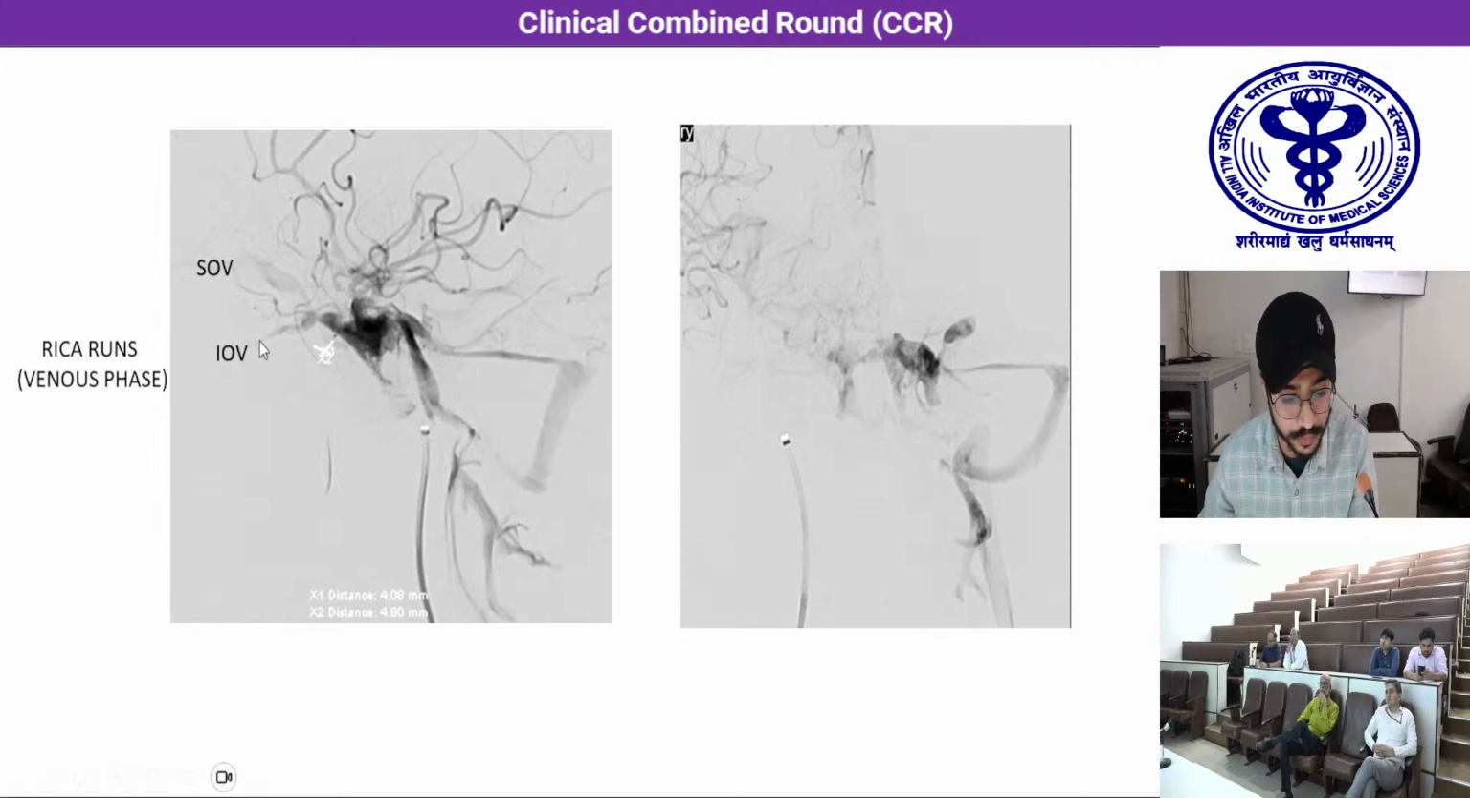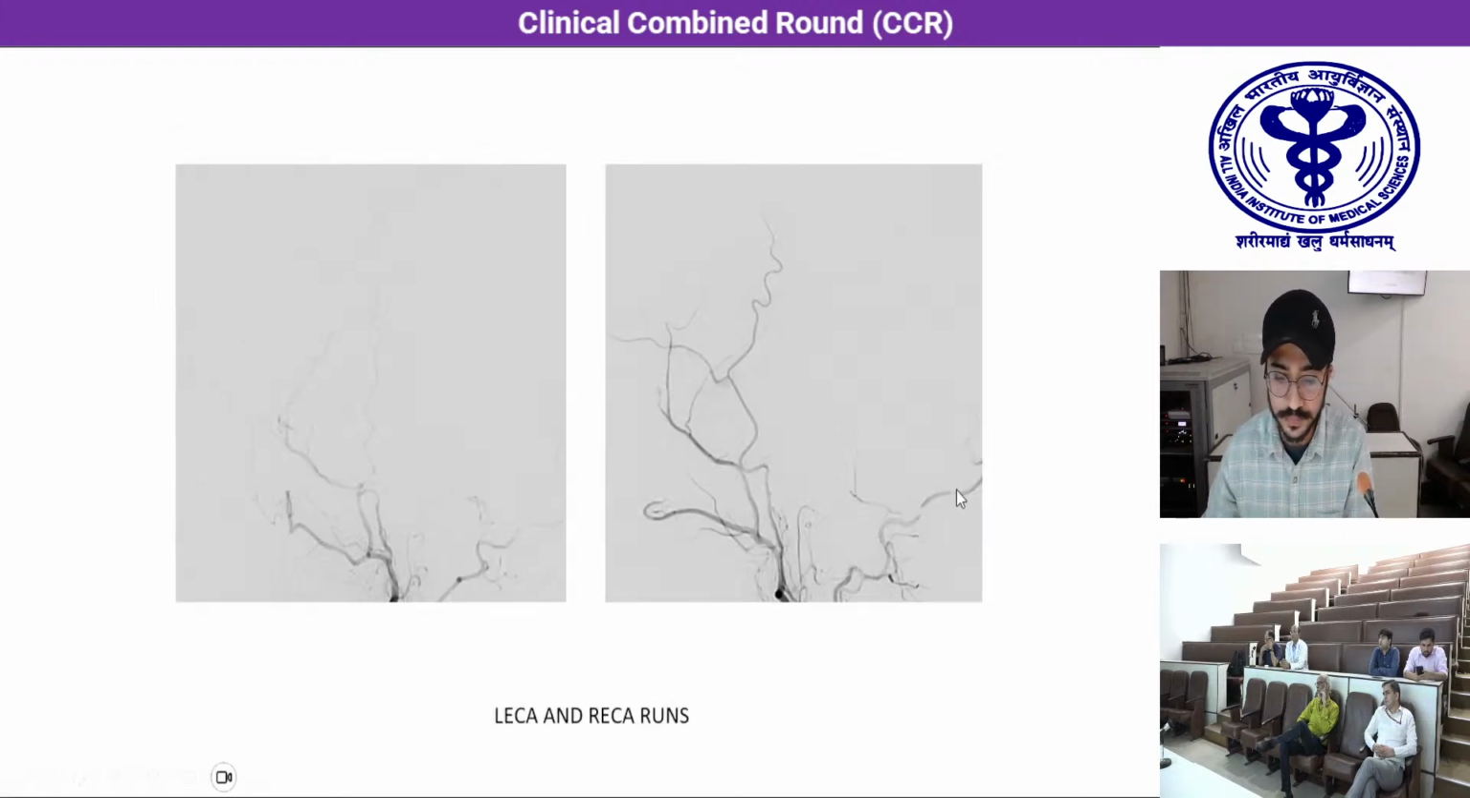SOV is superior ophthalmic vein, IOV is inferior ophthalmic vein. Then this is the IPS, which is draining into the internal jugular vein. This is the transverse sinus, which is also draining into the jugular vein. On AP view, we can see that on the left side, SOV is retrograde filling, and then this is IOV, the inferior ophthalmic vein, and we also see some filling of IPS, which is draining into the jugular vein. ECA runs were essentially clear on both right and left sides.